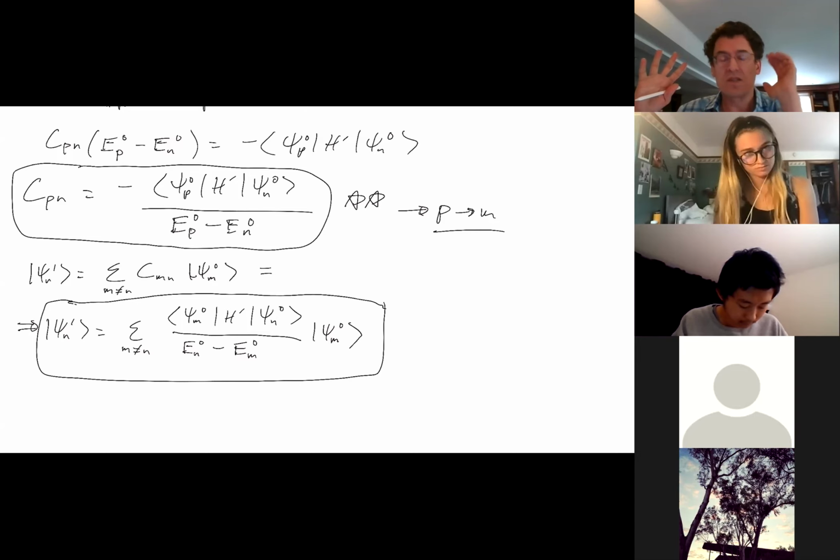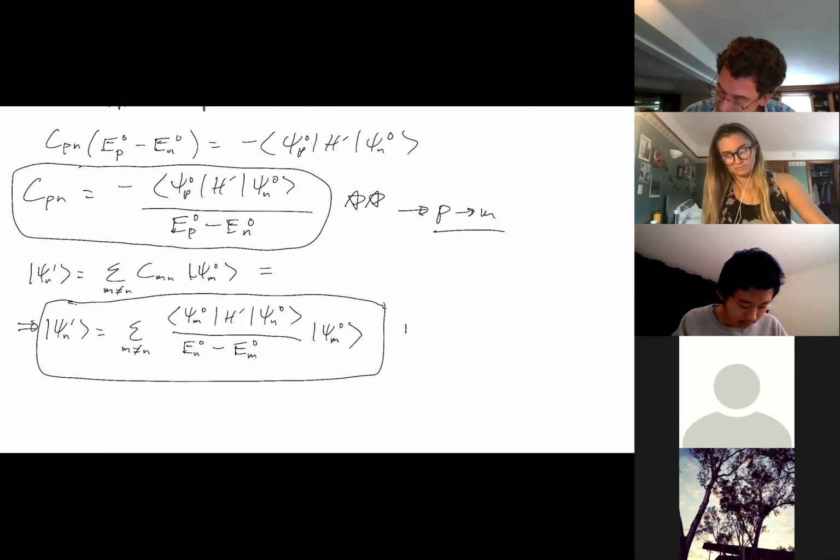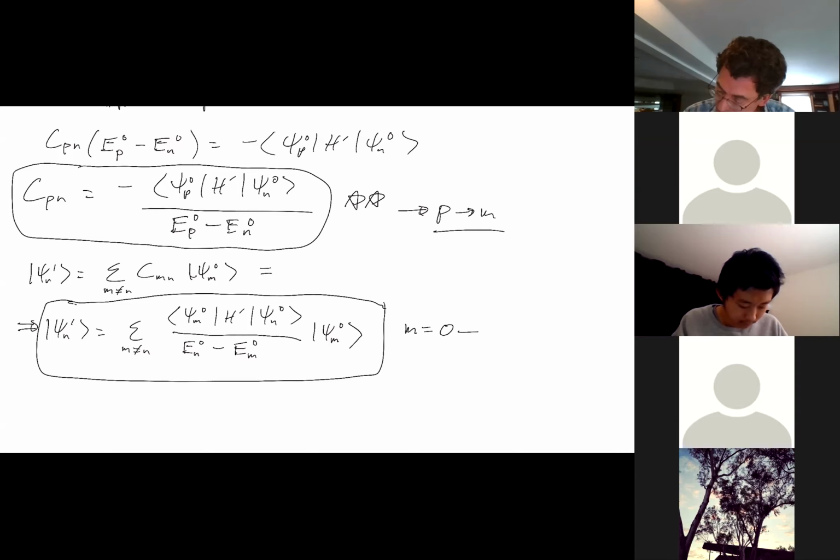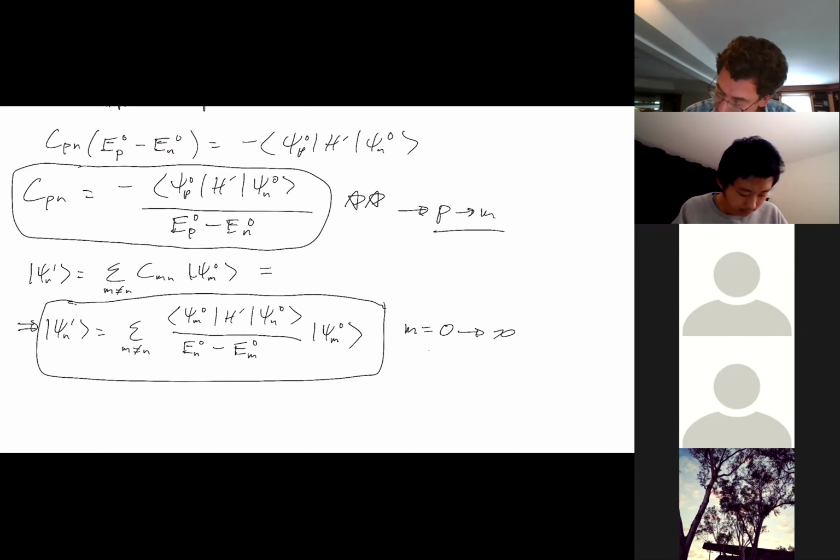Does that answer your question? So I can say that m equals 0 to infinity, but does not equal n. That's fine, although it sort of depends on the details.